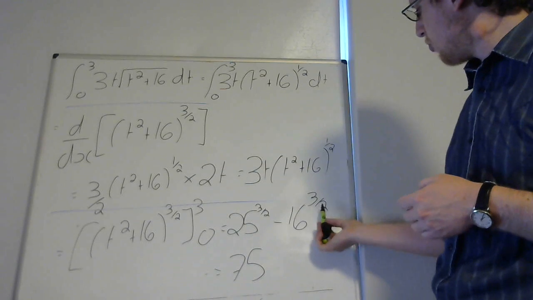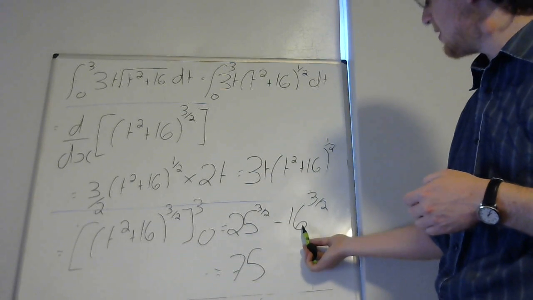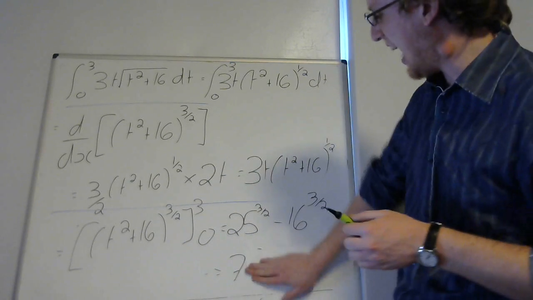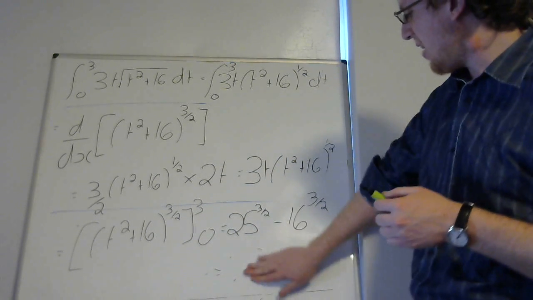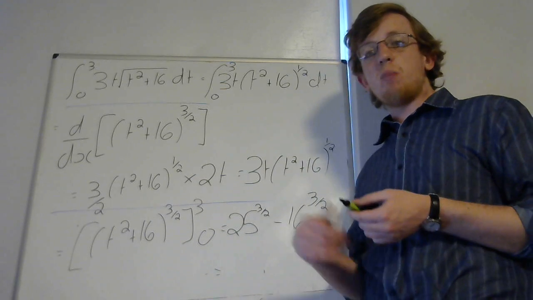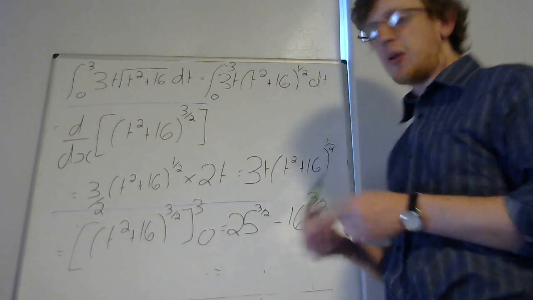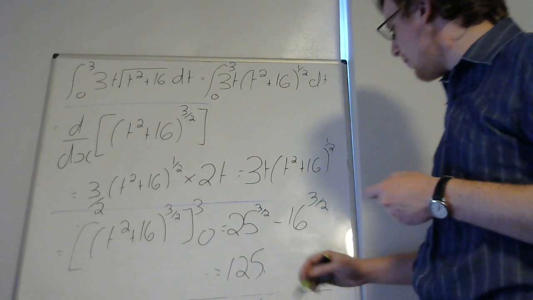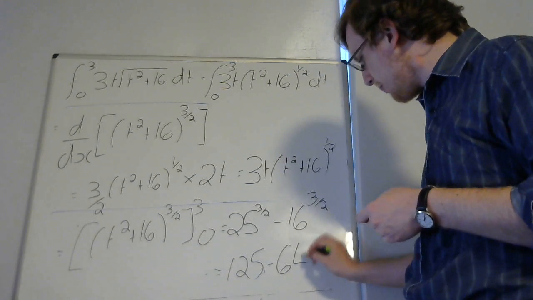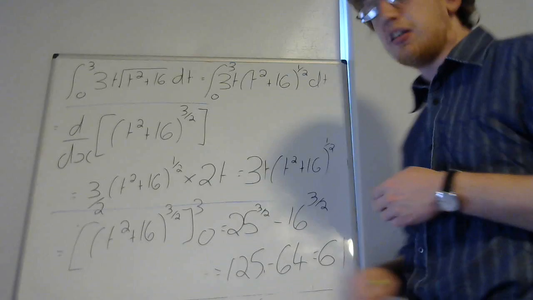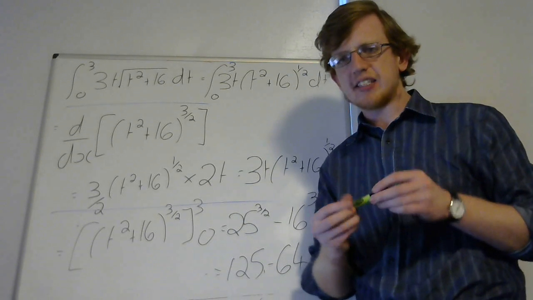Minus root of 16. Have I gone wrong here? Yes, I have. Root of 25 is 5. 5 to the power 3. 5 times 5 is 25. Times 5 is 125. So 125. The root of 16 is 4. 4 to the power 3 is 64. 125 minus 64 is 61. Exactly what we wanted. 4 marks there.